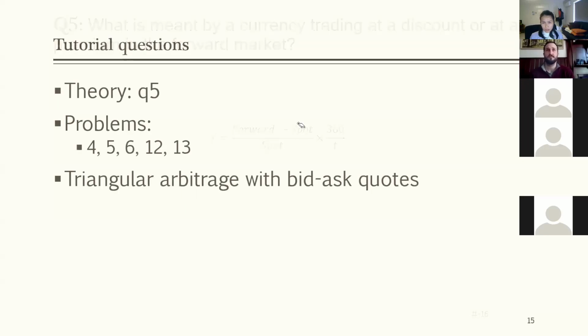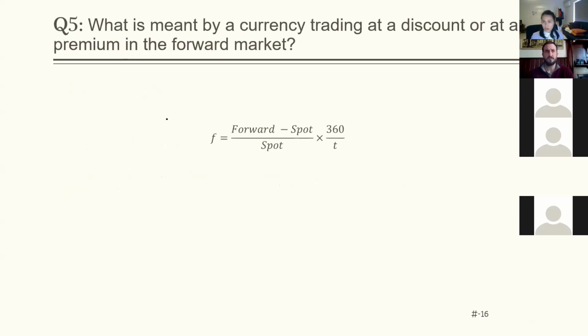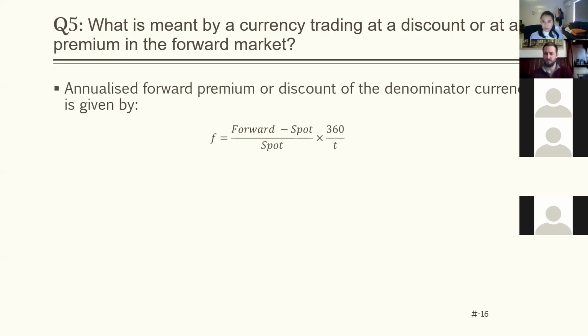Okay, so this is the list of the questions for today, by the way. Okay, so let's go through the theory question first. So question 5 in the textbook, what is meant by a currency trading at a discount or a premium in the forward market? Okay. So can someone explain to me what do we mean by a forward discount or a forward premium?